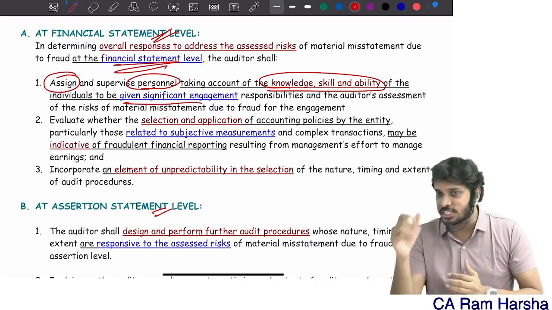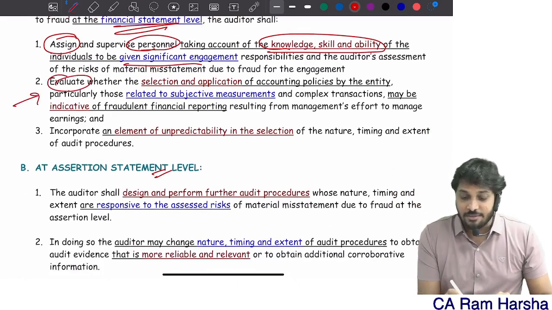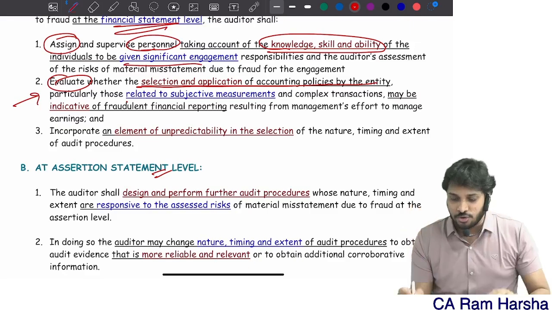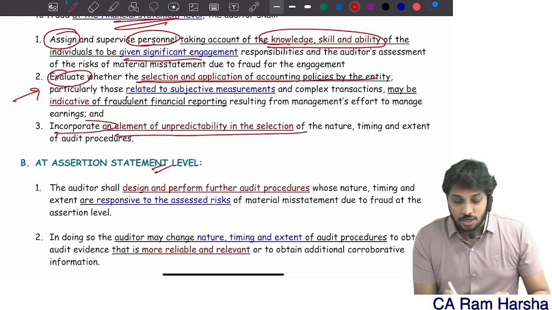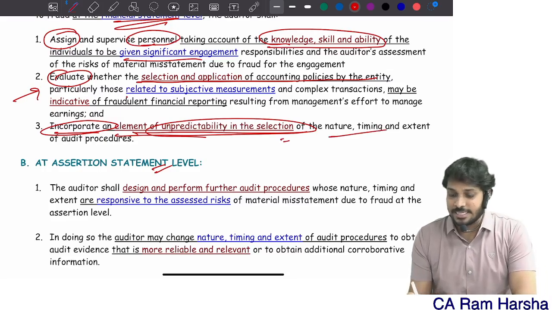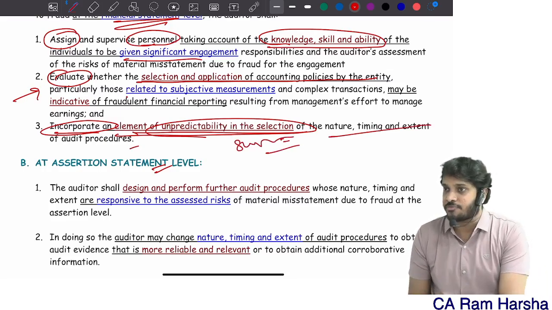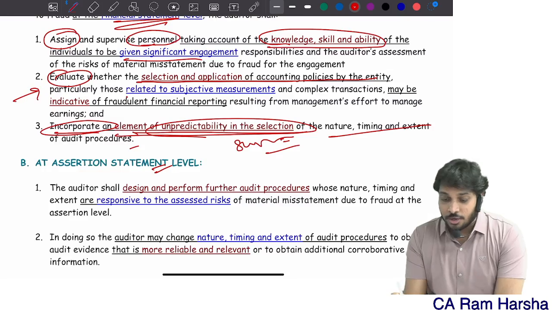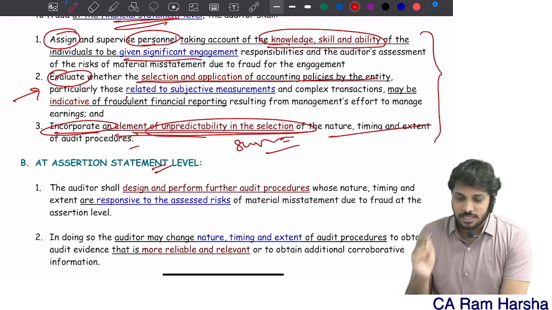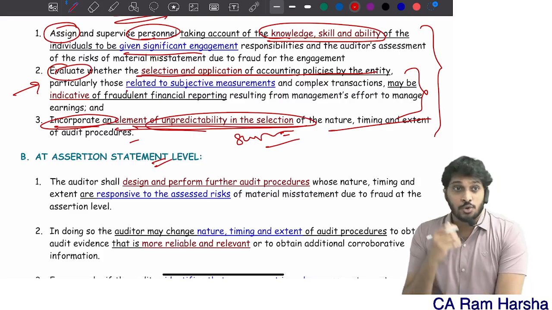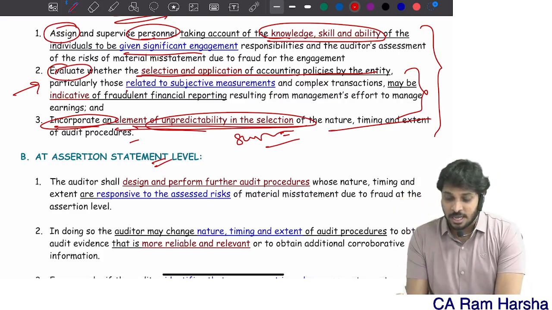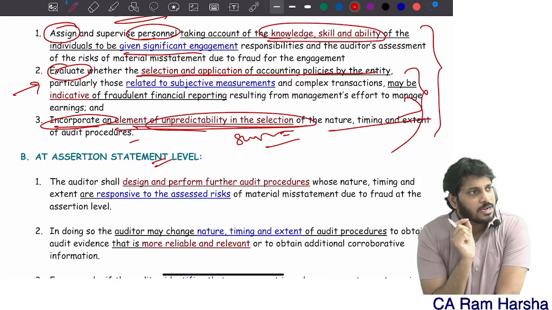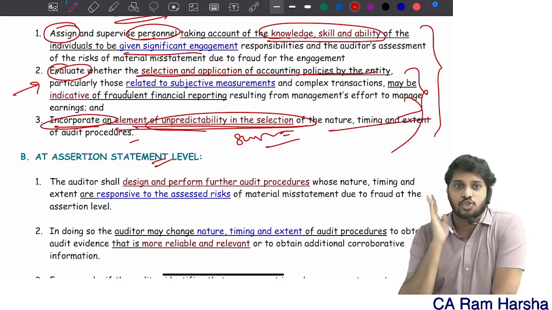How to address that financial statement level risk? Verify accounting policies. Are they genuine or not? Incorporate an element of unpredictability in the selection of audit procedures, nothing but surprise checks you perform frequently. Whenever you find a financial statement level risk of fraud, you assign personnel with sufficient knowledge and skill, you verify accounting policies, you verify accounting estimates that involve high judgments, and you make sure unpredictability exists in your audit. What do you mean by unpredictability in audit? Surprise checks you will be doing. Understood?